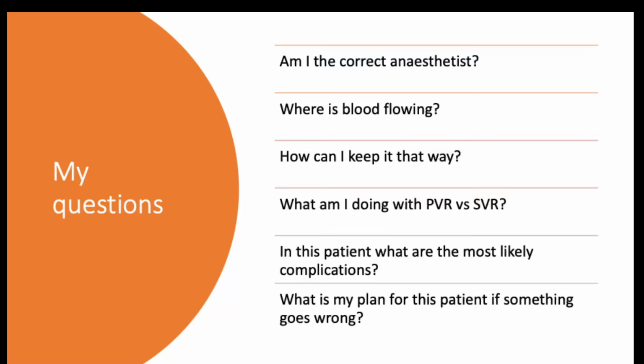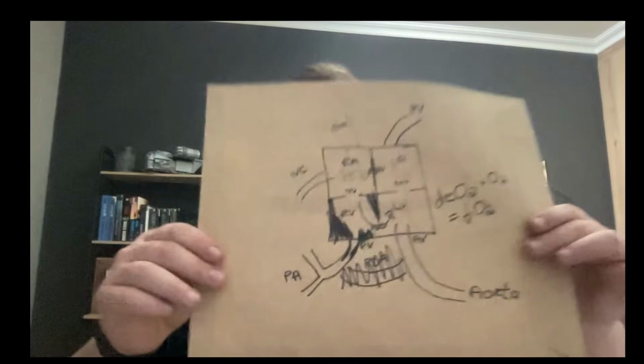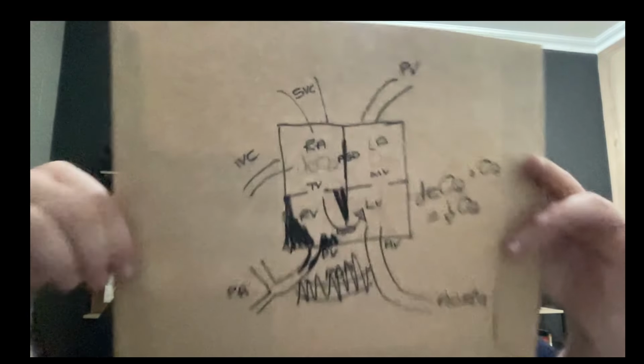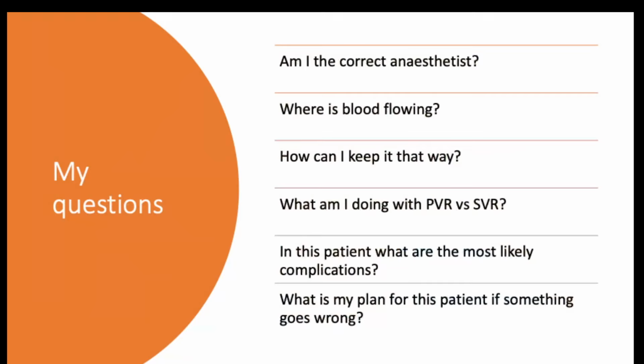So guys, I'm just going to run through again my questions that I ask. Am I the correct anesthetist? As in, do I have the correct knowledge, experience, and self-confidence to do this case? Where is blood flowing? Draw the heart as I did, okay? So learn how, guys, to draw this type of picture, okay? And do it over and over again and sketch the different lesions, all right? Promise it'll help so much.